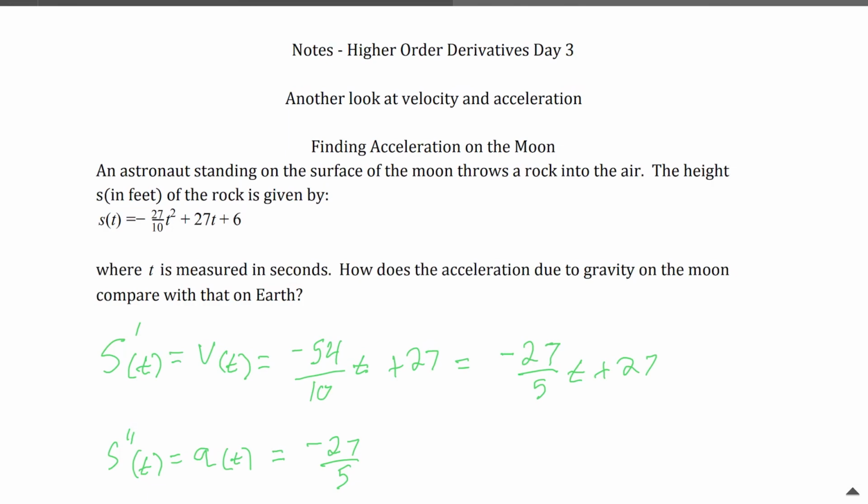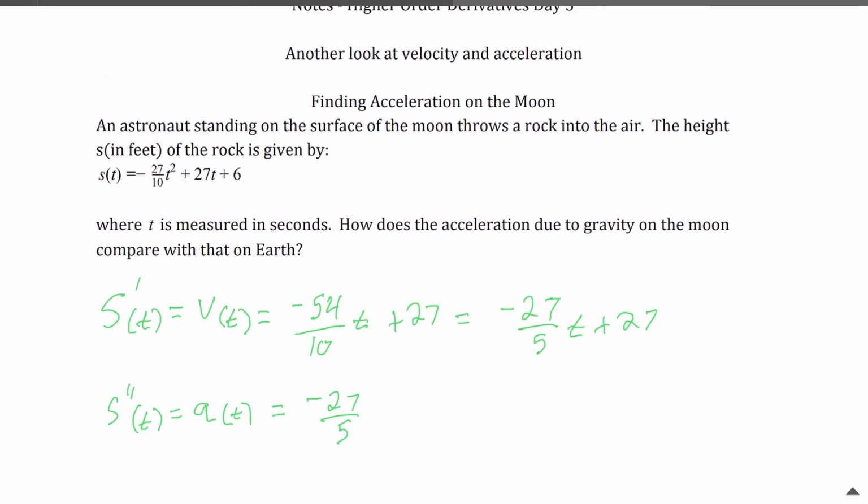So what we're really finding out is that the acceleration on the moon is negative 27 over 5 feet per second squared. If we were to round this number, with the Earth, we knew that it was negative 32 feet per second squared. If we divided this, we would end up with negative 5.4 feet per second squared as our acceleration. So it's a much slower acceleration due to gravity, which also is why there's less gravity.